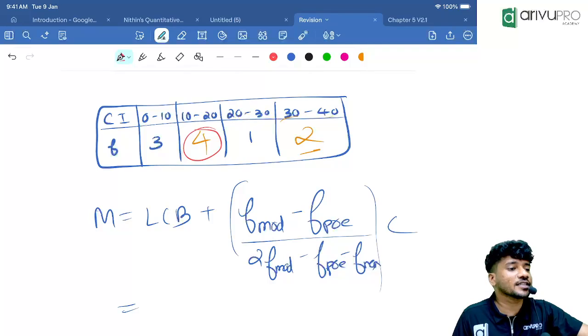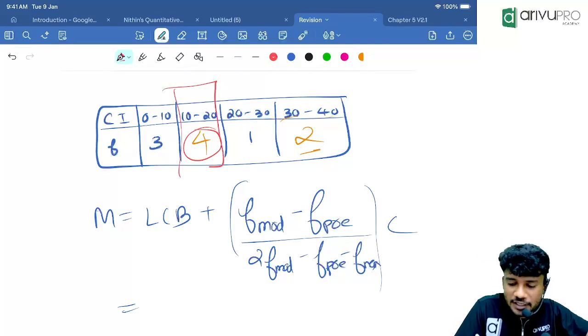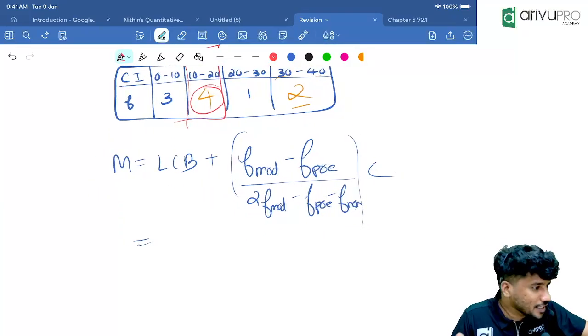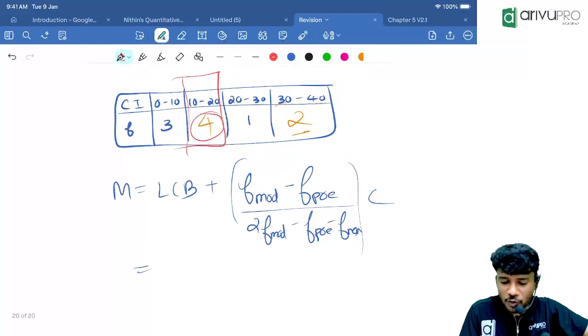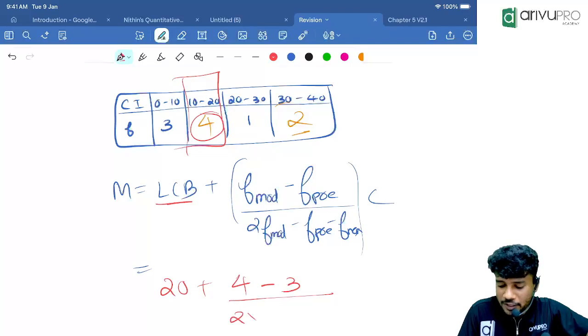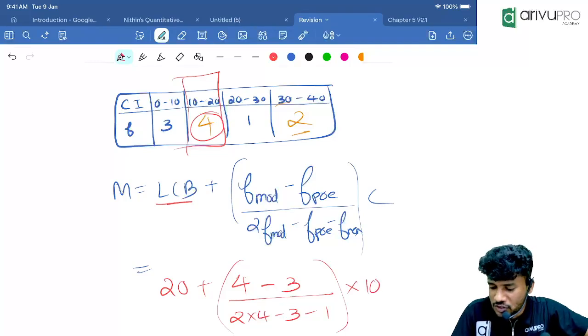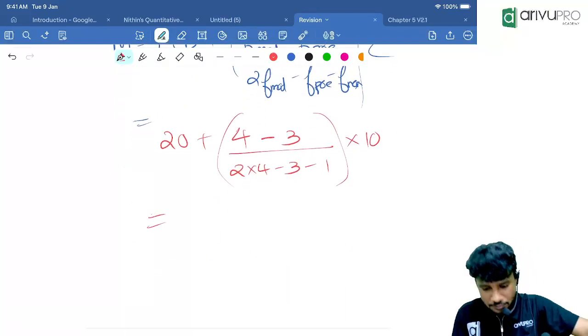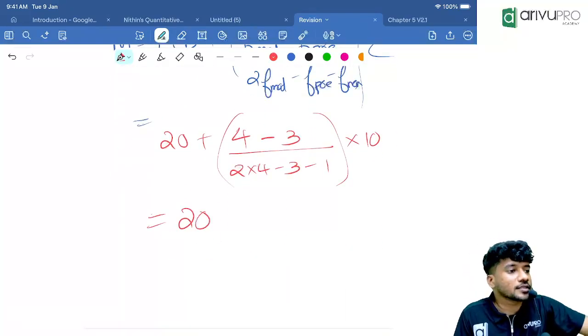Now, how to find the modal class? Whichever has the highest frequency. Who is having the highest frequency? 10 to 20 has the highest frequency. That's our modal class. So 20 plus, the frequency of the modal class is 4, minus 3, divided by 2 into 4 minus 3 minus 1, into class length. 20 minus 10 is 10. How much is your answer? Get me the answer. How much is it?